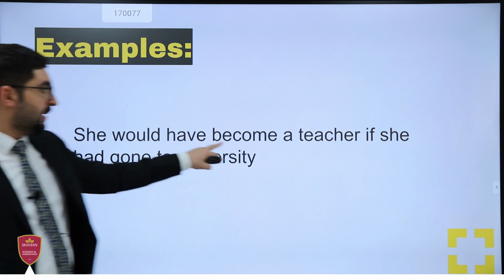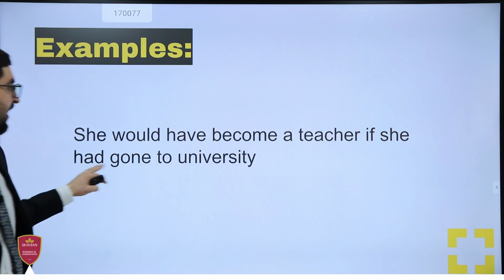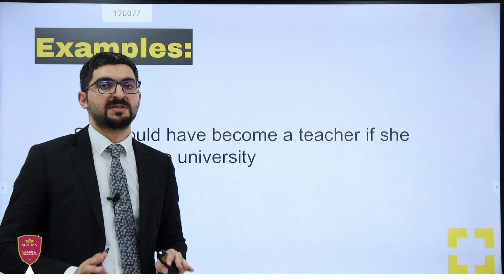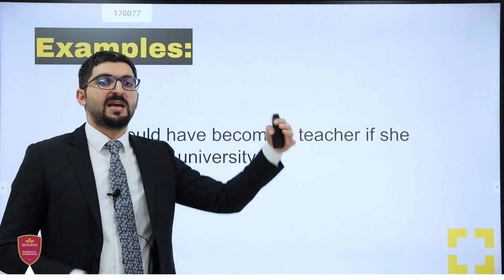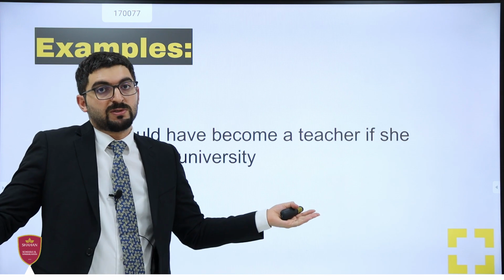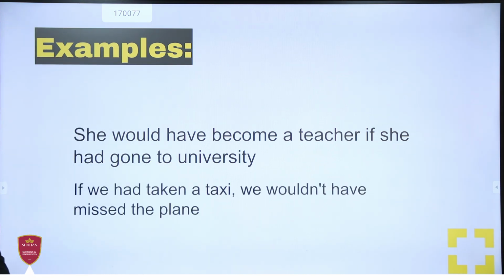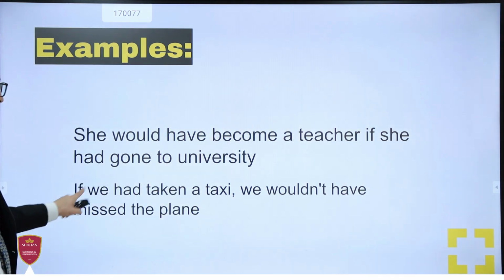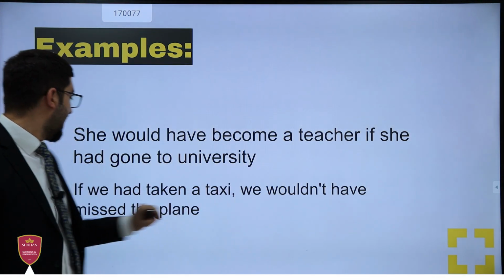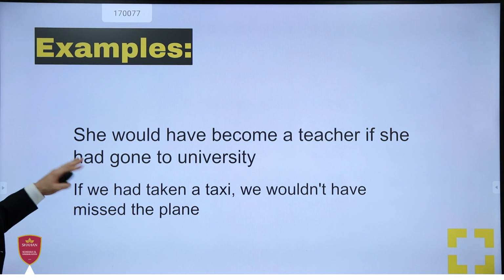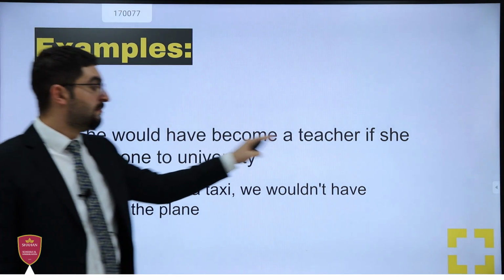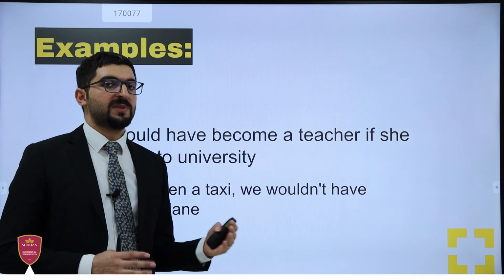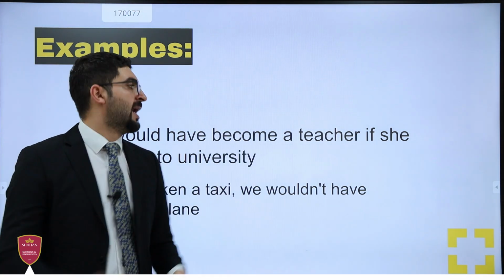She would have become a teacher if she what? If she had gone to university. So it's what? It is no probability at all. It is about something in the past that didn't happen. So of course the result will not happen too. Okay, the second example: if we had taken a taxi, we wouldn't have missed the plane. Okay, so if you look here, we have the if clause plus main clause. It's no probability at all. It's about something, or imagination about the past, that didn't happen.